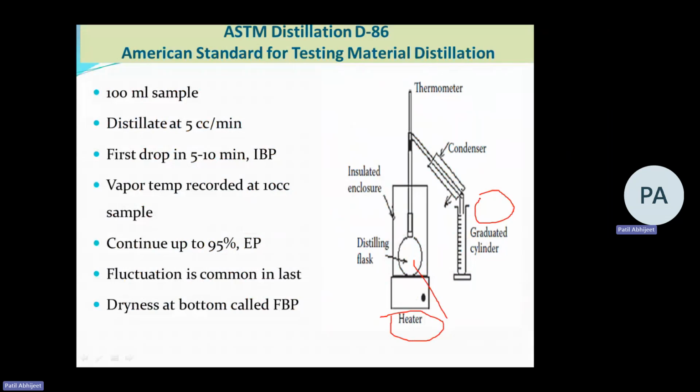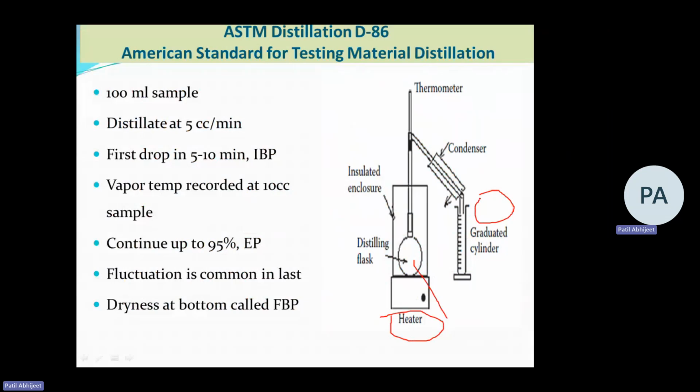Okay, so the distillation occurs at a rate of 5 cubic centimeters per minute. The first drop may enter the condensate within 5 to 10 minutes, generally at its boiling point, when the vapor temperature is recorded for every 10 cc of the sample. Maximum separation up to 95% can be obtained, but here fluctuation may occur.